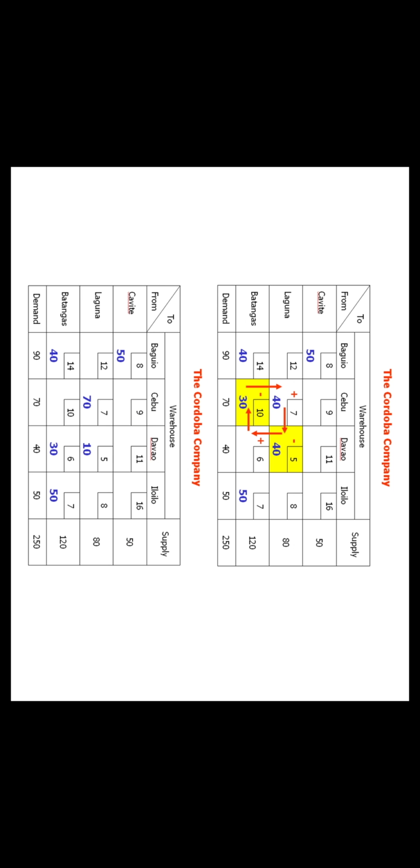So this is now the transition from the first tableau to the second tableau. Again, for the unused cell with a cost of 6, it now contains the value 30. For the used cell with a cost of 5, it now contains the value 10. For the used cell with a cost of 7, it now contains the value 70. And for the used cell with a cost of 10, it is now blank.